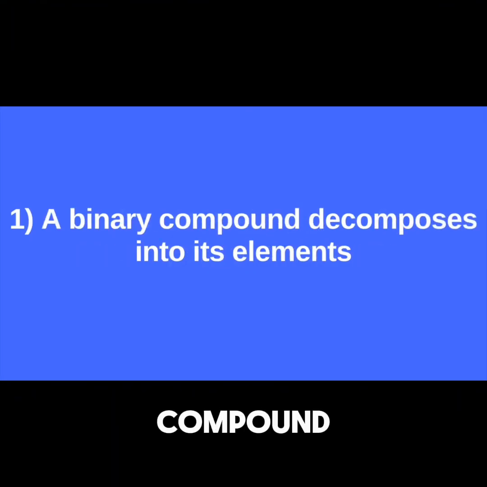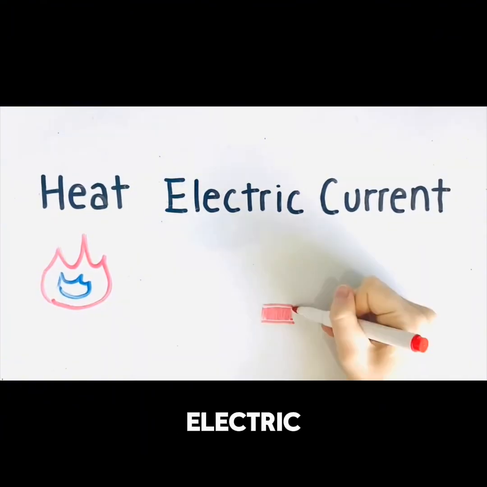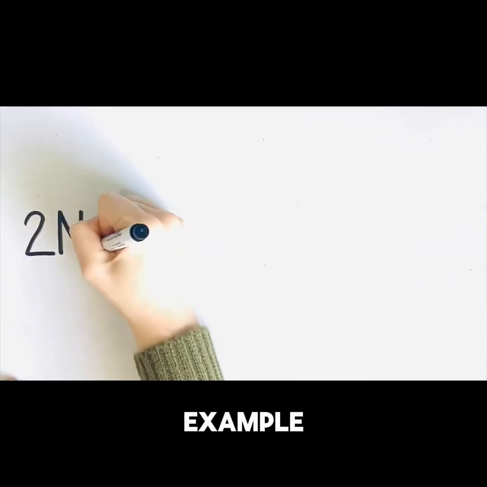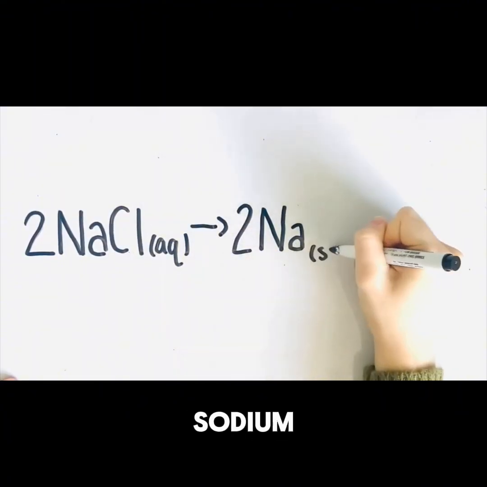Firstly, a binary compound decomposes into its elements. Heat and electric currents are often used to break down compounds. For example, sodium chloride breaks down into sodium plus chlorine.